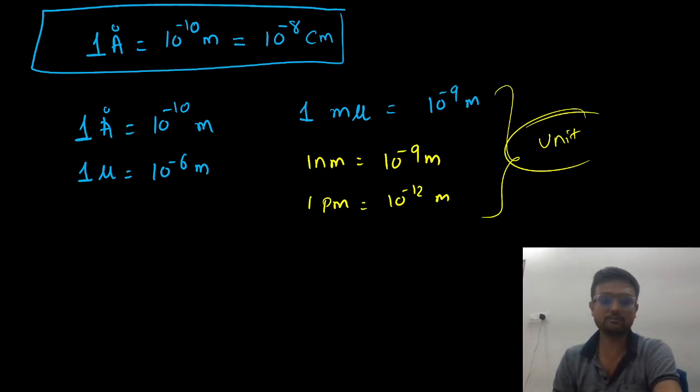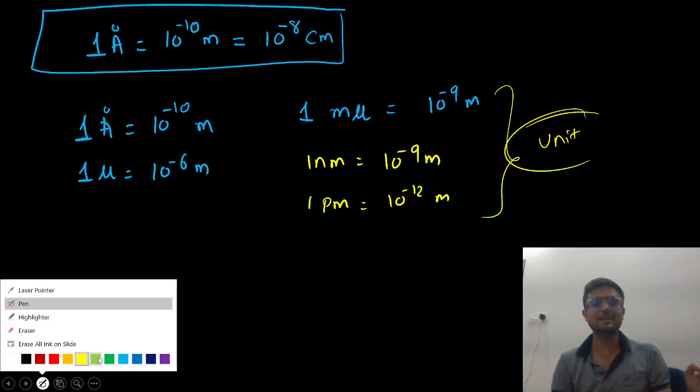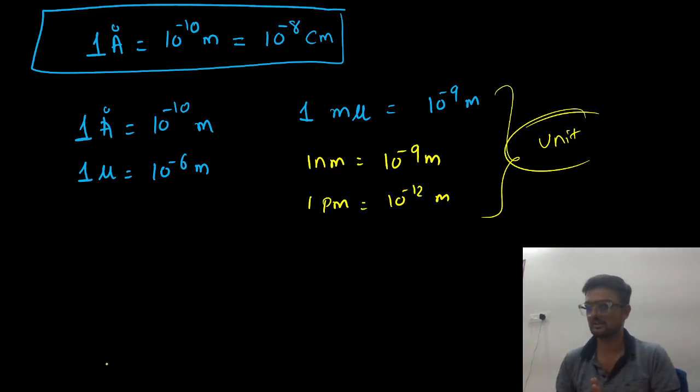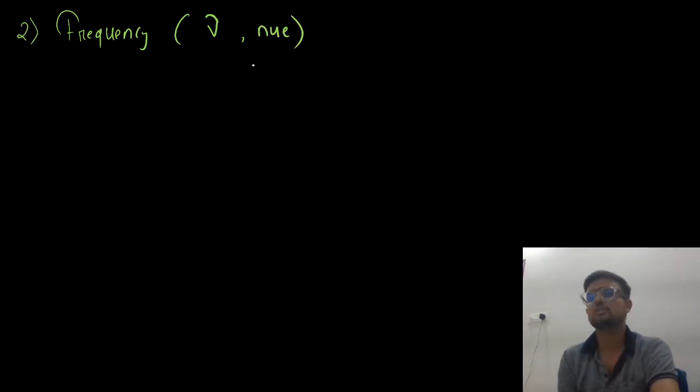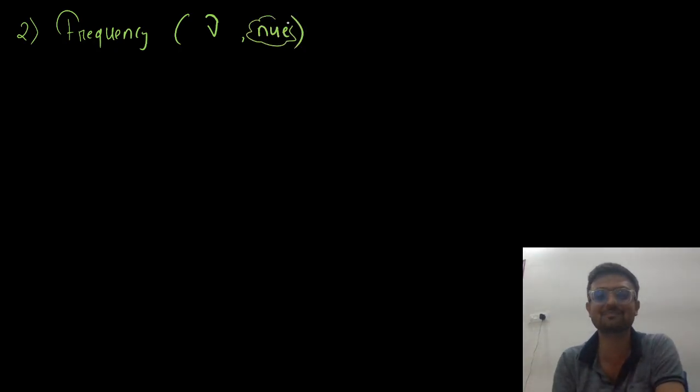I hope wavelength is clear. What is a wavelength? Wavelength is the distance between two adjacent crests or two adjacent troughs. This is called the length of a wave. Now moving forward, let's see the next part, that is frequency. Frequency is represented by nu. How can you write it? You can just write a V, simple V, and make it cursive. Just turn it. This is called nu, N-U-E. This is how you pronounce it. We write the symbol as nu.